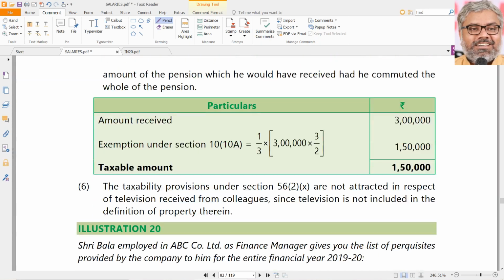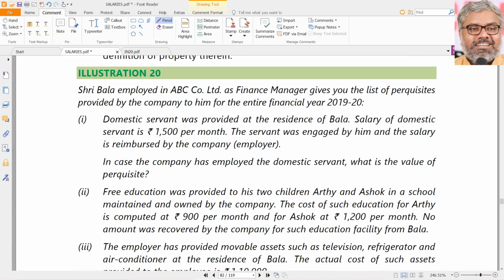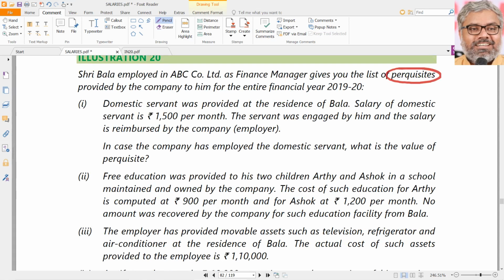Now let us take another question, illustration number 20. As usual, read it first carefully. Bala is employed in ABC Company Limited as finance manager and gives you the list of perquisites. So he is talking about only perquisites provided by the company to him for the entire financial year. One by one we can just go through them and identify. There is nothing special. Let us look at them because each of them will be separate anyway.